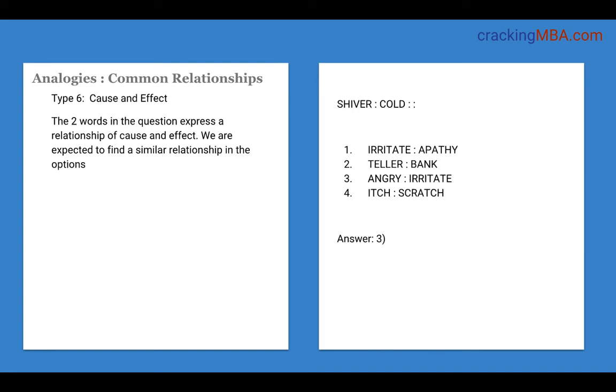Cause and effect. The next one is cause and effect. We are saying one causes the effect of another. So we need to be very particular about what order the cause and effect is. So if in this question we are saying shiver is to cold, we're saying someone is shivering because of cold. So the same order should be expressed in the options.